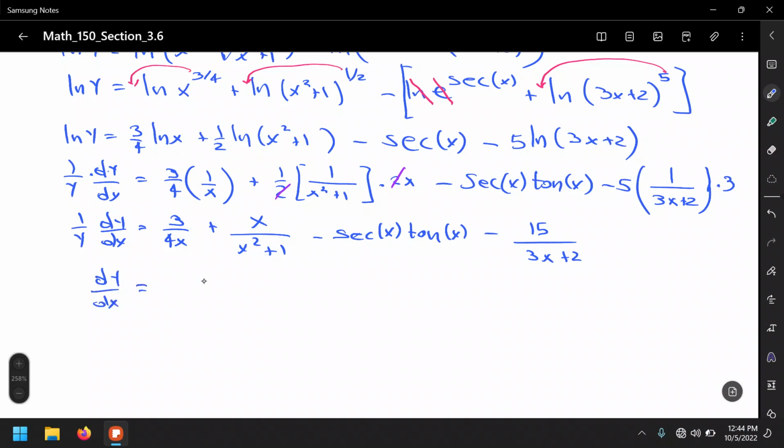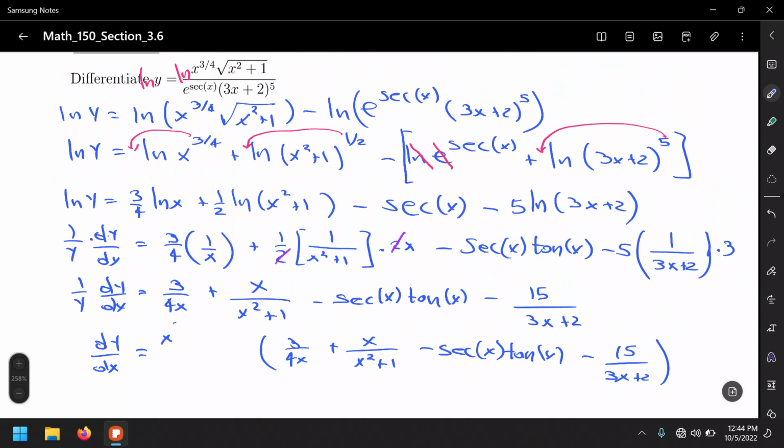I'm going to leave some space over here so I don't have to write the whole thing. So that's 3 over 4x plus x over x squared plus 1 minus secant tangent minus 15 over 3x plus 2. Technically, we should multiply by y over here, but to avoid writing again this whole madness, I'm just going to go back and write the original function, x to the 3/4 square root of x squared plus 1 divided by e to the secant x times 3x plus 2 to the 5th power. And this is the final answer.